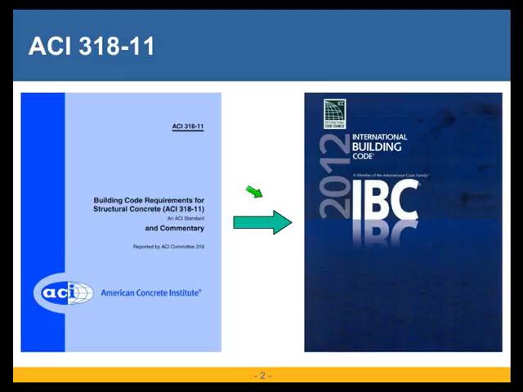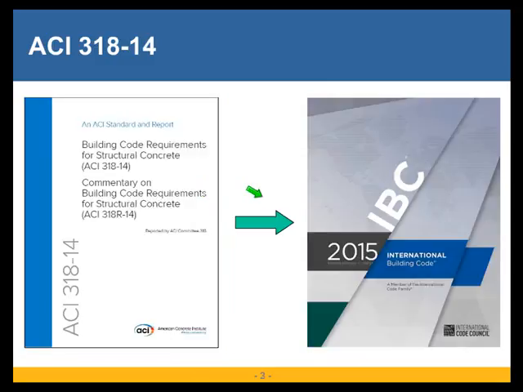The 2012 IBC is still in use in many parts of the country, but the rest of the country has moved on to the 2015 IBC. The 2015 IBC was adopted in California on January 1 of 2017. When I say it was adopted in California, the 2016 California Building Code was adopted, and that is based on the 2015 IBC. The State of Washington adopted this code in July of 2016.